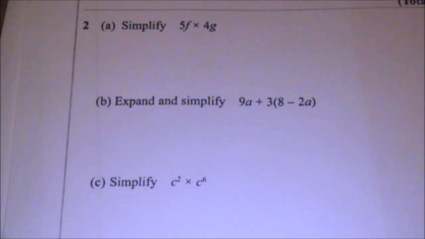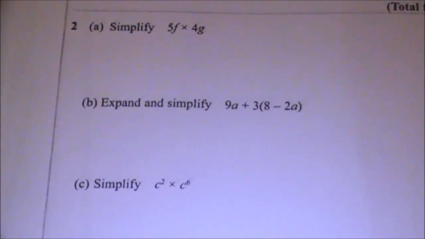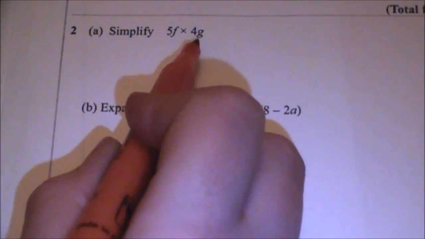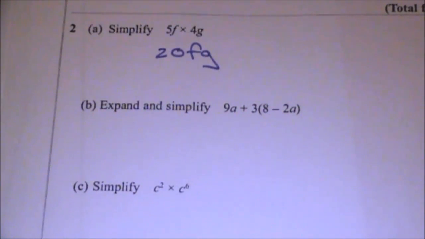Question 2 is a lovely algebra question. Again, straightforward. Simplify 5f times 4g. Well, 5 times 4 is 20, and f times g is fg.